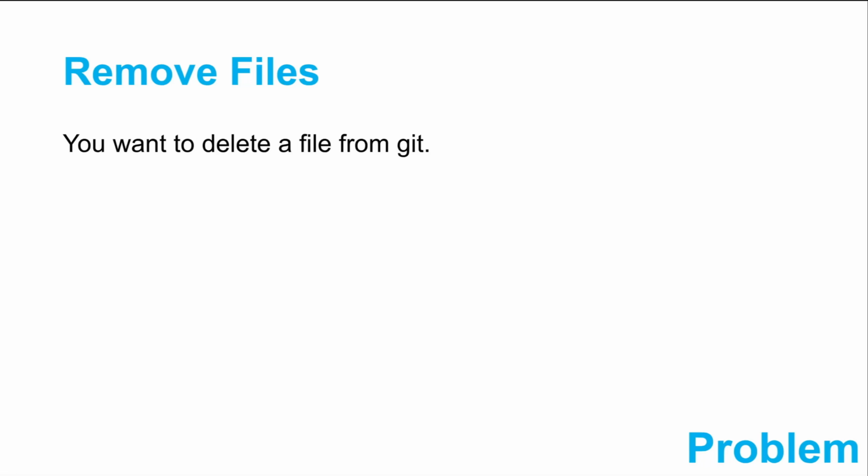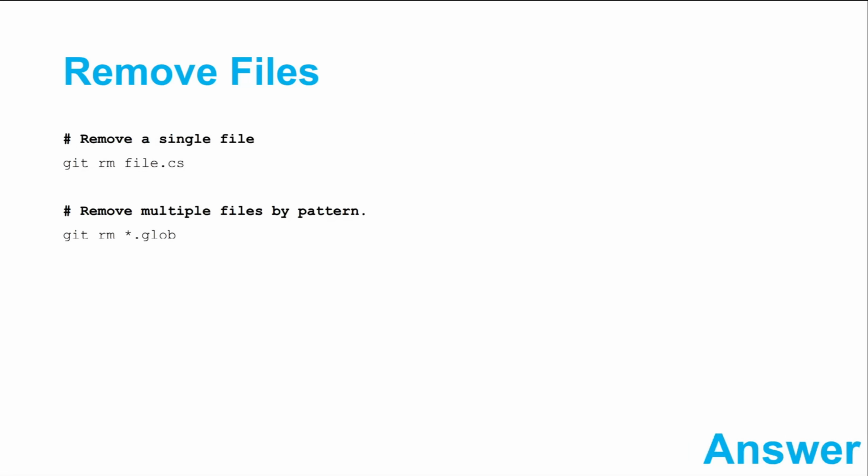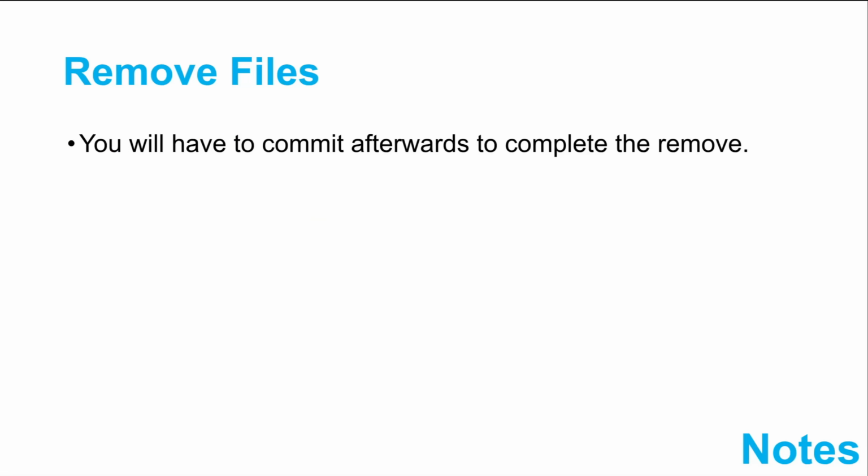So if you want to remove a file, it's very similar to moving. And if you've used Linux or Unix or the terminal in Mac, you'll see it's exactly what you expect. So it's git space rm space the file name. And same as before, you can do more than one at a time. And like anything, you have to commit your changes. Nothing is saved automatically.